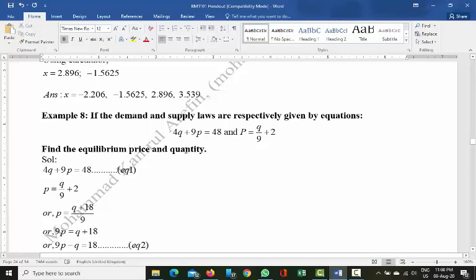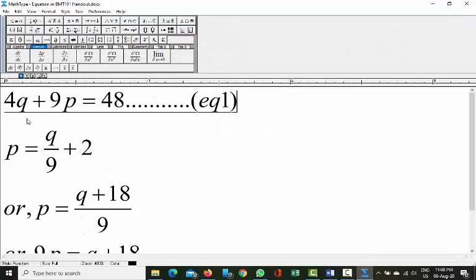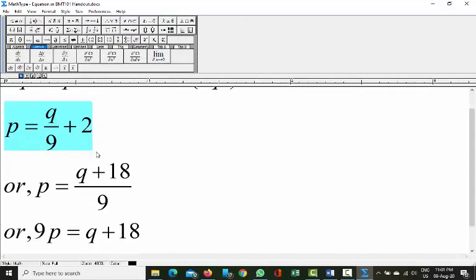The first equation is 4q plus 9p is equal to 48, and the second equation is p is equal to q by 9 plus 2. So let us simplify the second equation. Second equation is p is equal to q by 9 plus 2. First we will simplify this one.